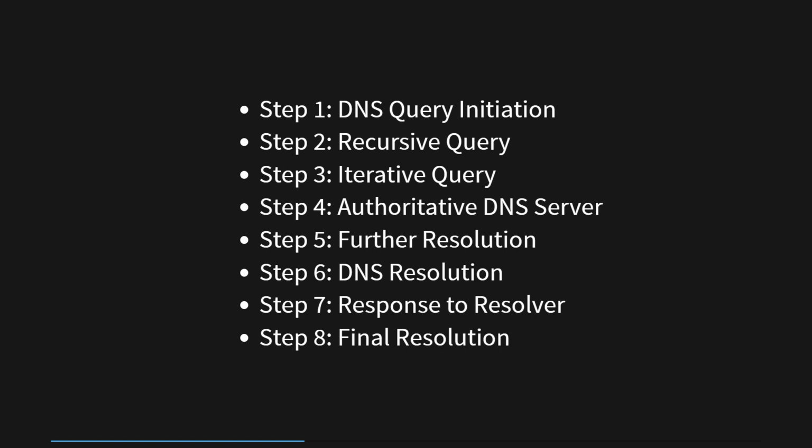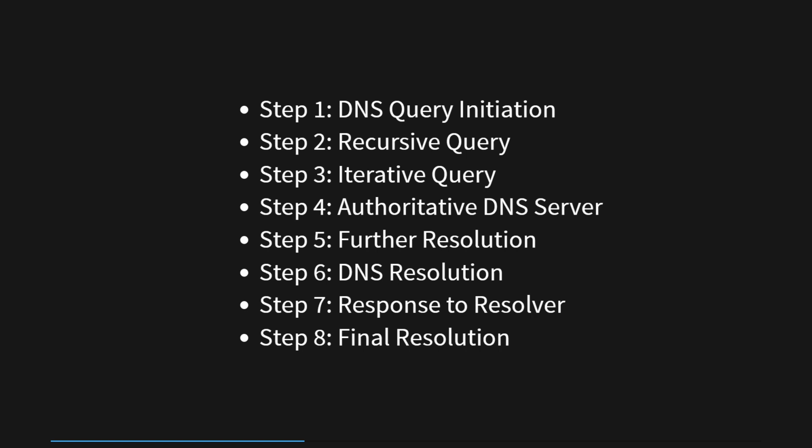Step 3. Iterative query. The recursive DNS server sends an iterative query to the root DNS server, asking for the authoritative DNS server responsible for the top-level domain, for example .com. Step 4. Authoritative DNS server. The root DNS server responds to the recursive server with the IP address of the TLD's authoritative DNS server for the domain, for example, ns1.example.com.